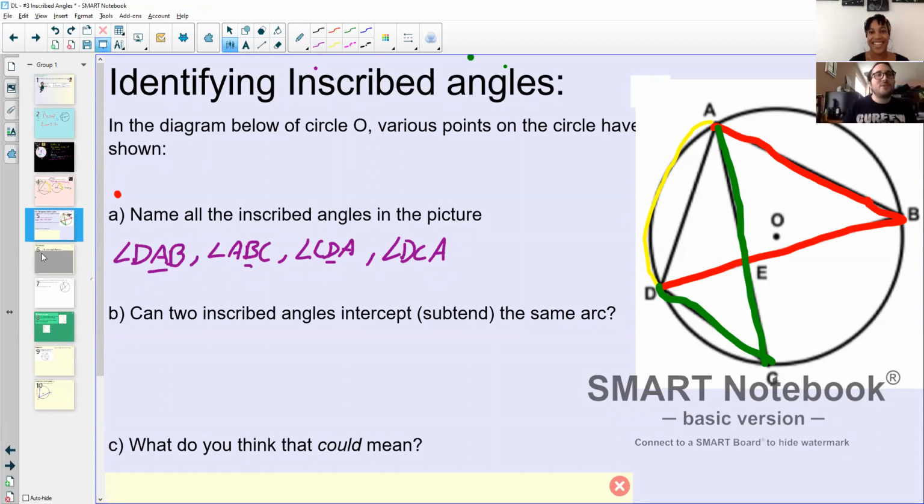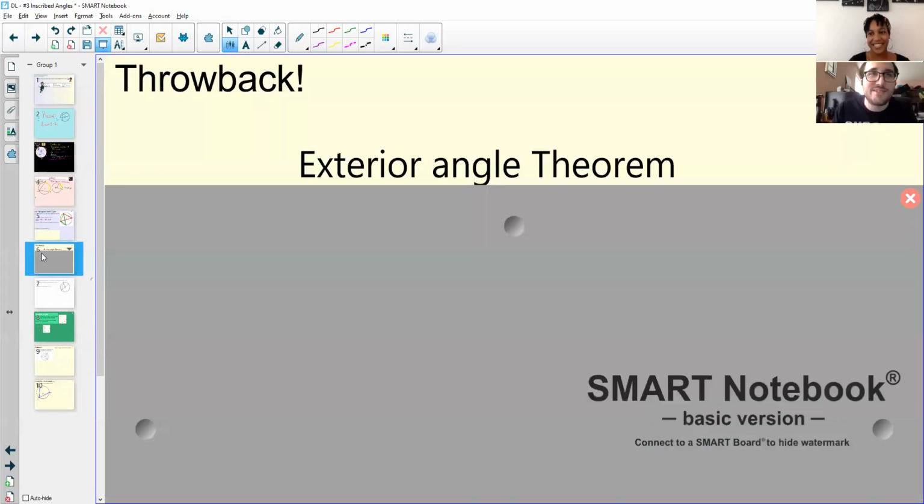But before we get there, we need to go back in time. It's Tuesday, right? So we're going to do Throwback Tuesday. A blast from the past. Take you all the way back to September, October, when we taught you about the exterior angle theorem.